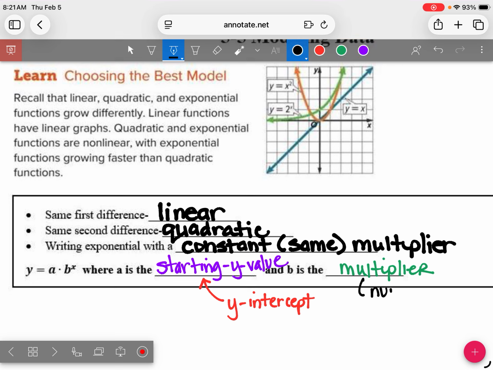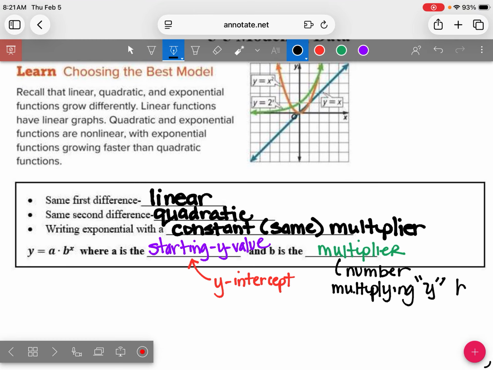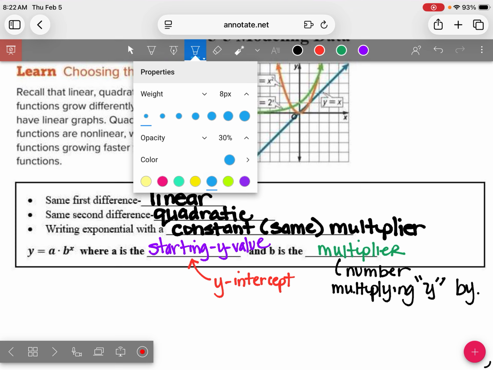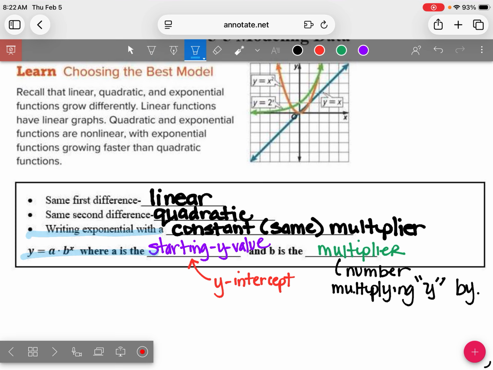The number we are multiplying the Y value by. That's what that multiplier is. Okay, so we're going to practice looking at a couple tables. We're going to write a function rule for the table. Again, our focus will be on exponentials only, which is why you're cutting numbers 1 and 2 in homework 4.